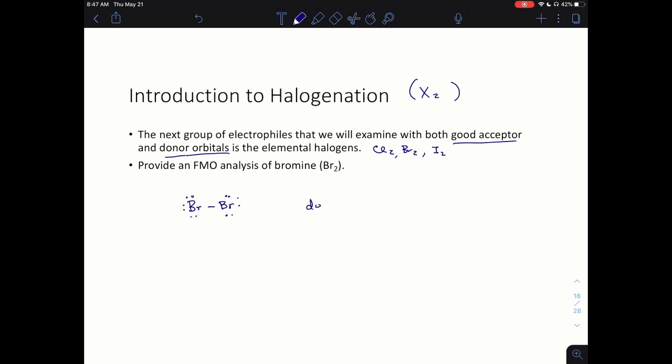Well, its donor orbital, its highest energy pair of electrons, is certainly the non-bonding electrons. So just a lone pair. And its acceptor orbital, its LUMO, is sigma star Br Br.